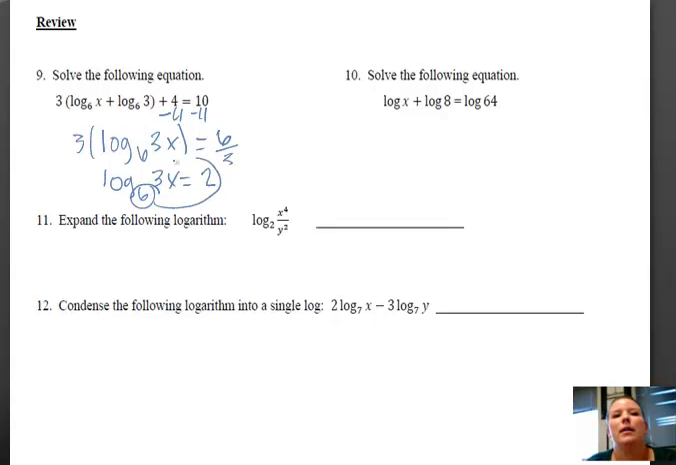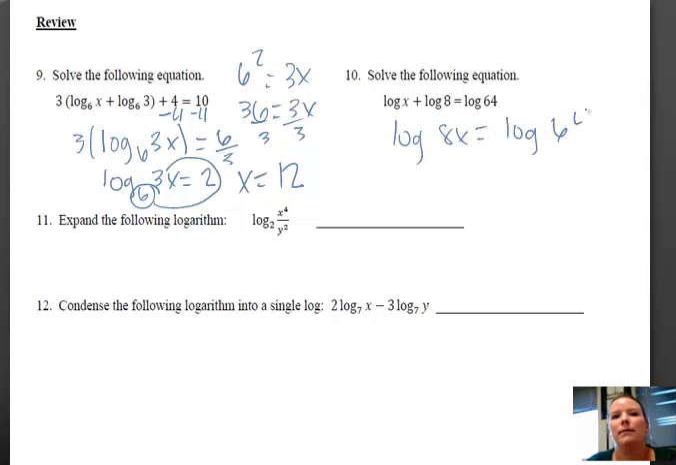So then you do your switch. So I get 6 squared is equal to 3x. So 36 equals 3x. Divide by 3, divide by 3. X equals 12. Alright, same over here. You're going to combine first. So log of 8x is equal to log 64. When they are equal, that's when you can drop the logarithm. So 8x is equal to 64, so x equals 8.